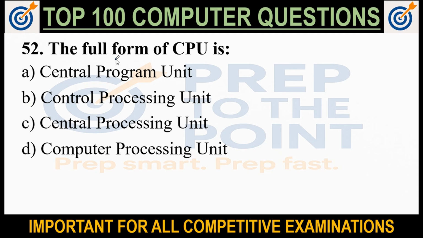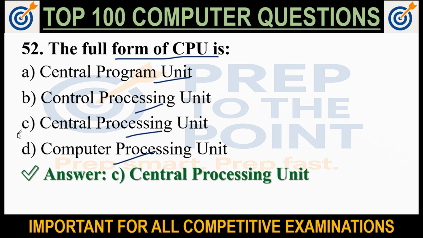The full form of CPU: Central Processing Unit, Control Processing Unit, Central Processing Unit, Computer Processing Unit. The right answer is C, Central Processing Unit.